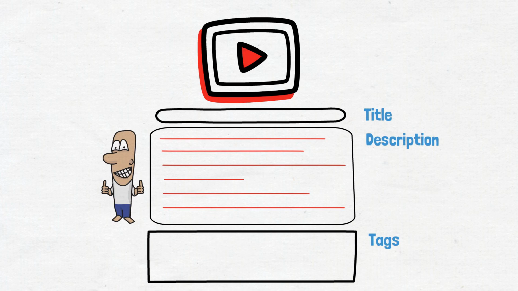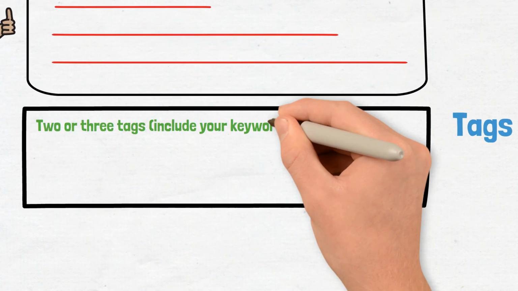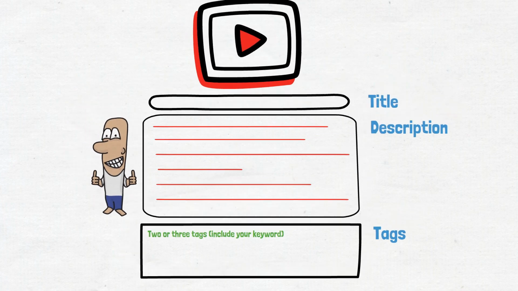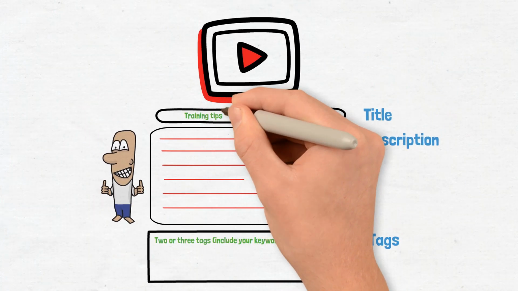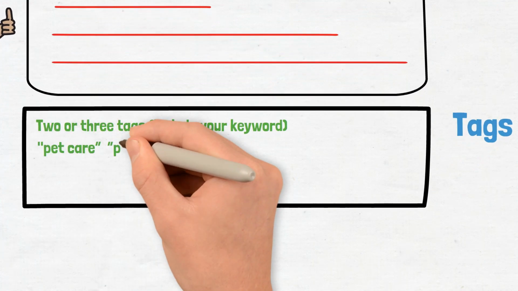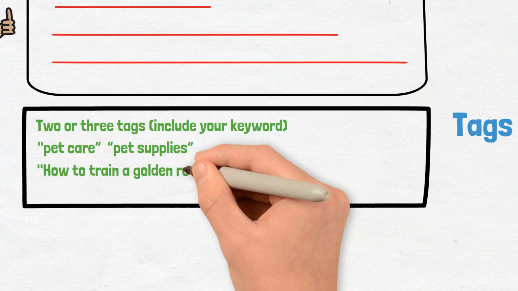Next, choose the right video tags. You want to have 2 or 3 tags on your video that include your keyword or are very similar. Another 2 keywords should be included, but not include your main keywords. For example, if your main keywords are training tips for puppies, four additional tags may include pet care or pet supplies. You can even make these more specific, like how to train a golden retriever.